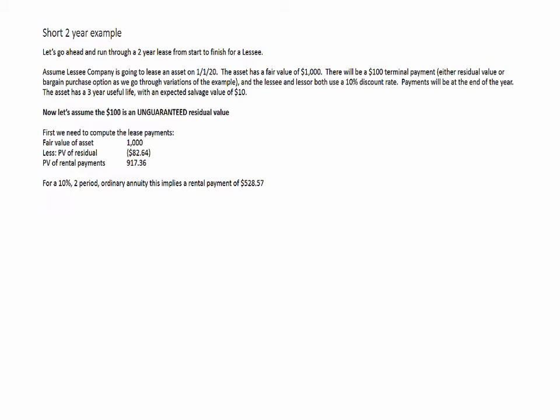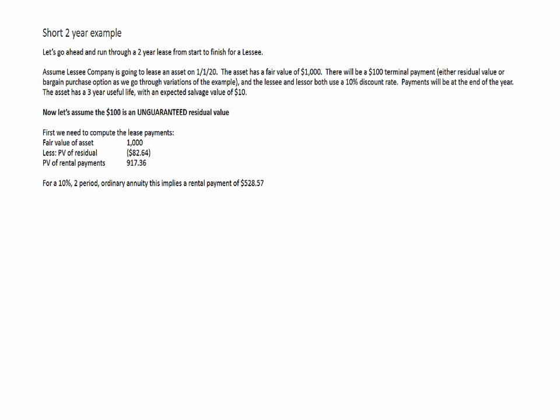Okay, let's go ahead and go through the exact same example, but now let's assume that that $100 terminal payment is an unguaranteed residual value. We would go through and compute the rental payments in the exact same fashion. Again, in terms of computing the rental payments, whether it's guaranteed or unguaranteed doesn't really affect this computation.